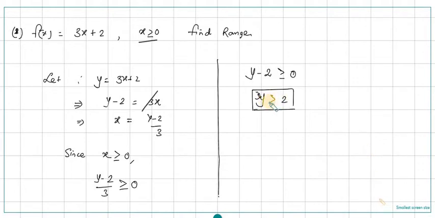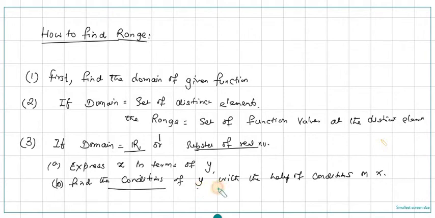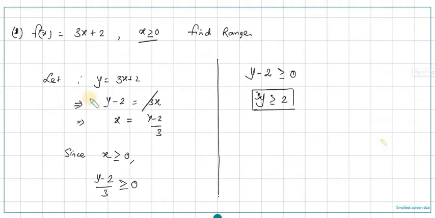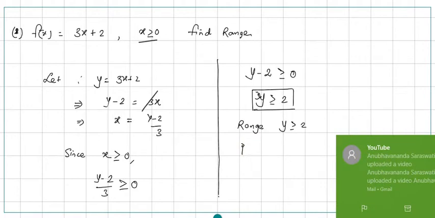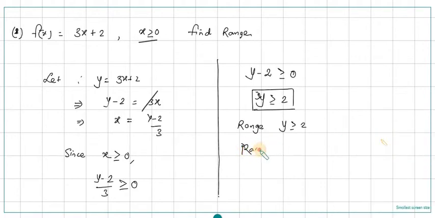And this is the range, basically, because we have found the conditions on y. If you just follow this, find the conditions on y with the help of conditions on x. We had the condition on x, which is x greater than 0, and with the help of which we found that y is greater than or equal to 2, which is the condition on y. And so the range is just y greater than or equal to 2, or if you want to write it in a more formal way, the range belongs to 2 to infinity. Got it?